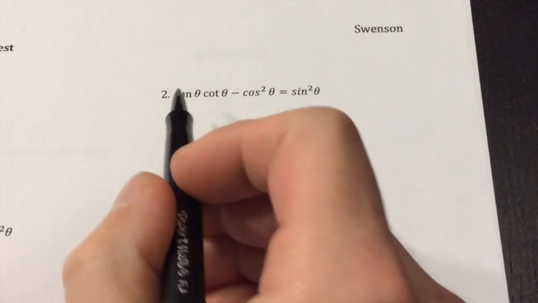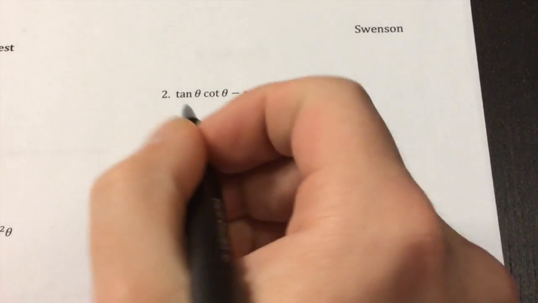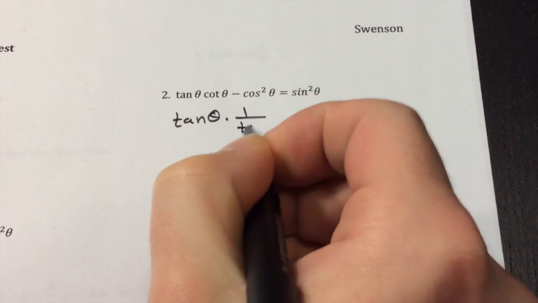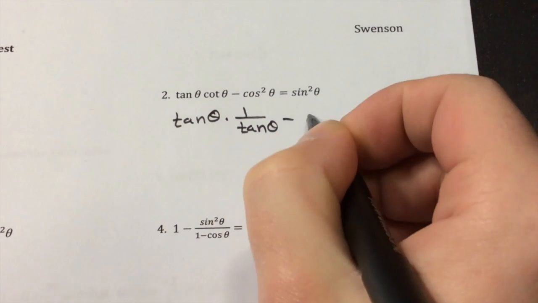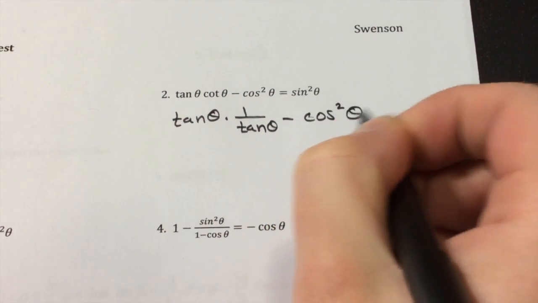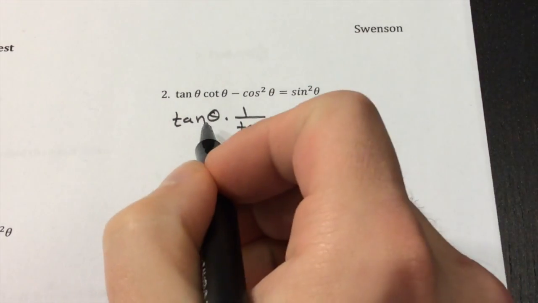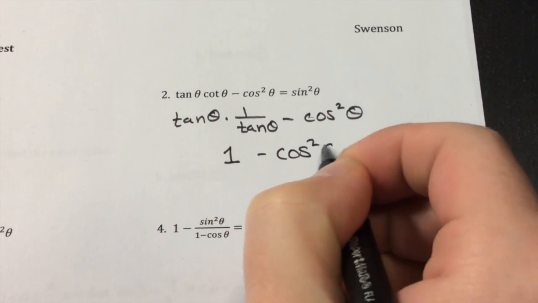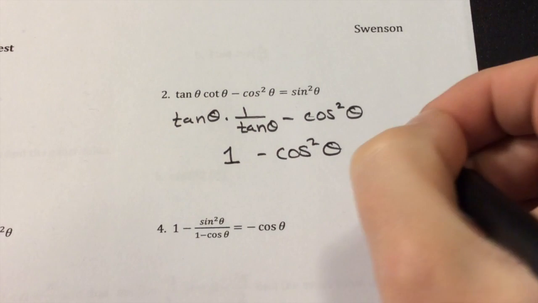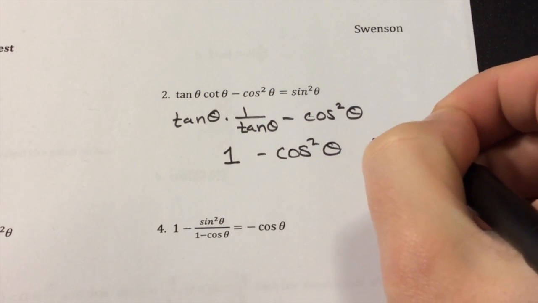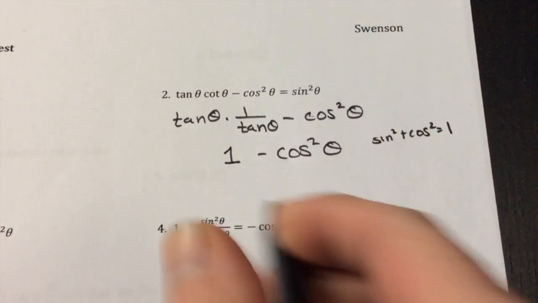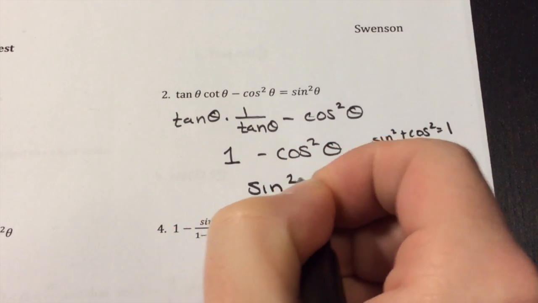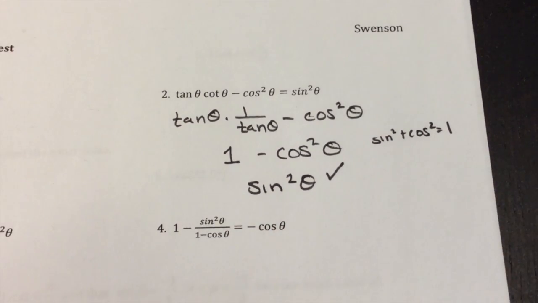Next up, cotangent is 1 over tangent. If I multiply these two, that becomes 1 minus cosine squared theta. Now we know that sine squared plus cosine squared equals 1, so 1 minus cosine squared has to be sine squared theta. So we're done.